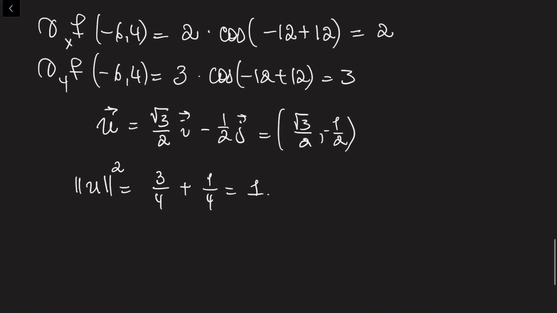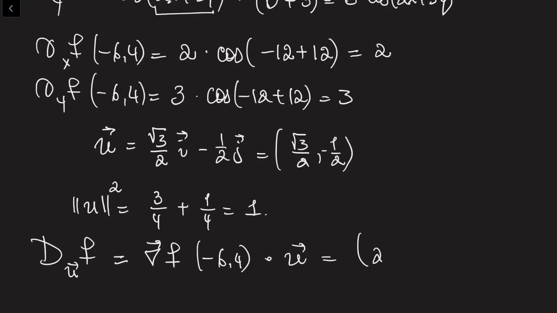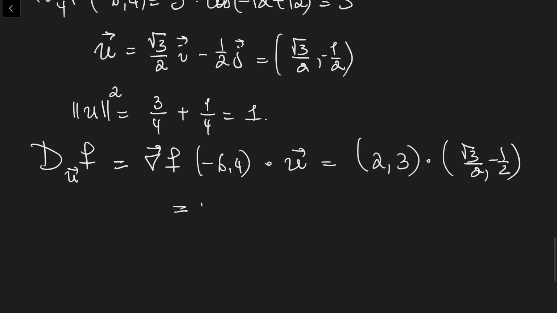If I would like to find the directional derivative of this function in the direction of the vector u, I just need to take the dot product of the gradient vector of this function at the point minus 6 and 4 with this vector. So it's the vector with components 2 and 3 times the vector with components square root of 3 over 2 and minus 1 over 2. The dot product is 2 times square root of 3 over 2 minus 3 times 1 over 2. It's going to be square root of 3 minus 3 over 2.